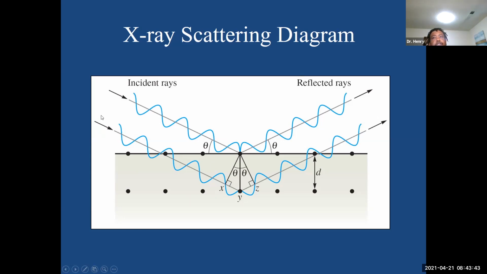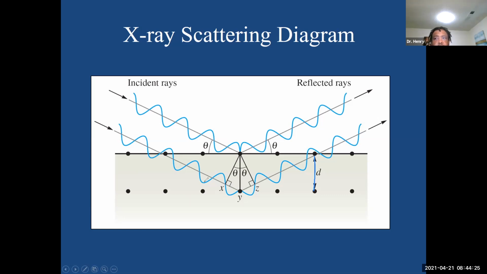So now if this X-ray, this wave, comes in, it's actually going to do exactly the same thing and leave at the same angle. Since things are in an orderly fashion, we can determine the distance between that surface atom and that inner surface atom, okay? That's going to represent your D. So that distance here.